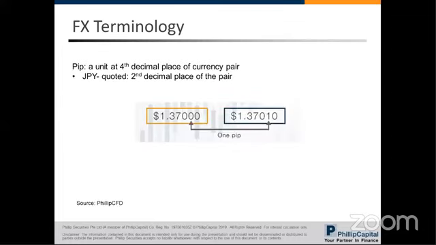Also, we have this terminology called the PIP. In the forex space, or the currency exchange space, 1 PIP ordinarily, if the currency is not quoted in Japanese yen, is the 4th decimal place of the currency pair. If it's quoted in Japanese yen, it moves to the 2nd decimal place, because the numbers for Japanese yen can be in the thousands if you quote it. That's why the decimal place is at the 2nd decimal place, whereas for other currencies it's at the 4th decimal place.